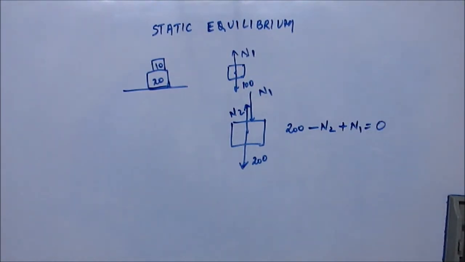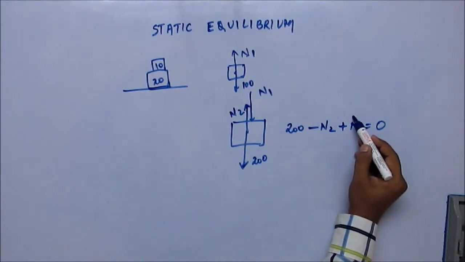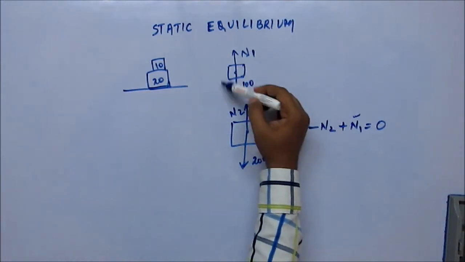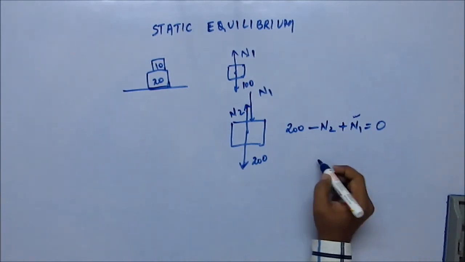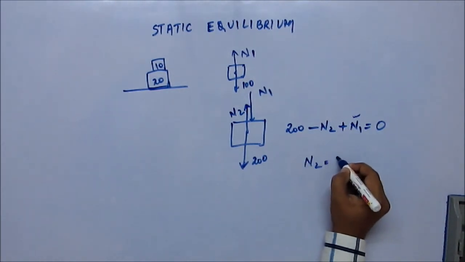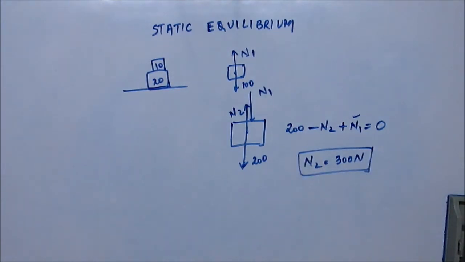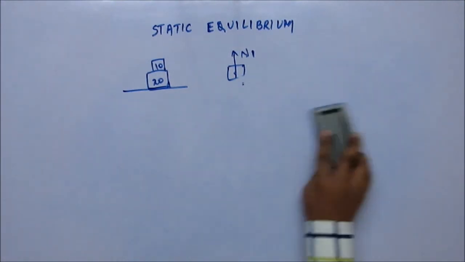The sum of all the external forces should be equal to 0. Now we have to find N2, so for that we should know N1, and if you write the equation of equilibrium for the 10 kg block, you will find N1 as 100. So we can put N1 here as 100 and find N2 as 300 Newton. So using this equation of equilibrium, very simply we can find unknown forces, given that we have some information.